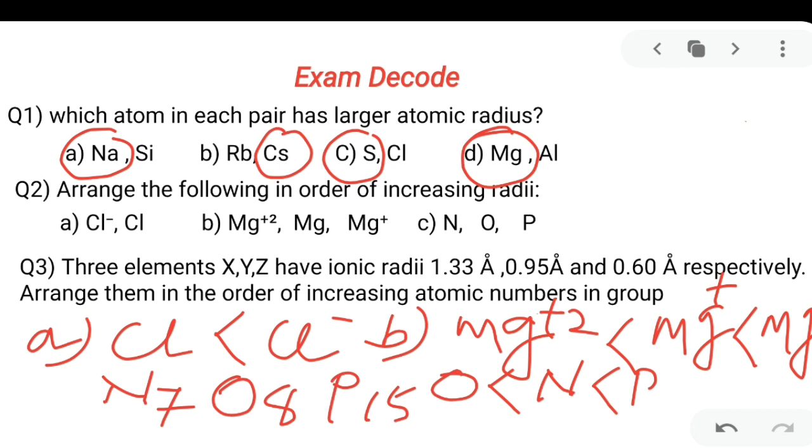Now, let us discuss the third question. In the third question, this is simply a bit of a twist. So, I am giving this question as homework. Please do this and write the correct sequence in the comment section. Let me read the question once more for you. The question is: three elements X, Y, Z have ionic radii 1.33 angstrom, 0.95 angstrom and 0.60 angstrom respectively. Arrange them in order of increasing atomic number in a group.